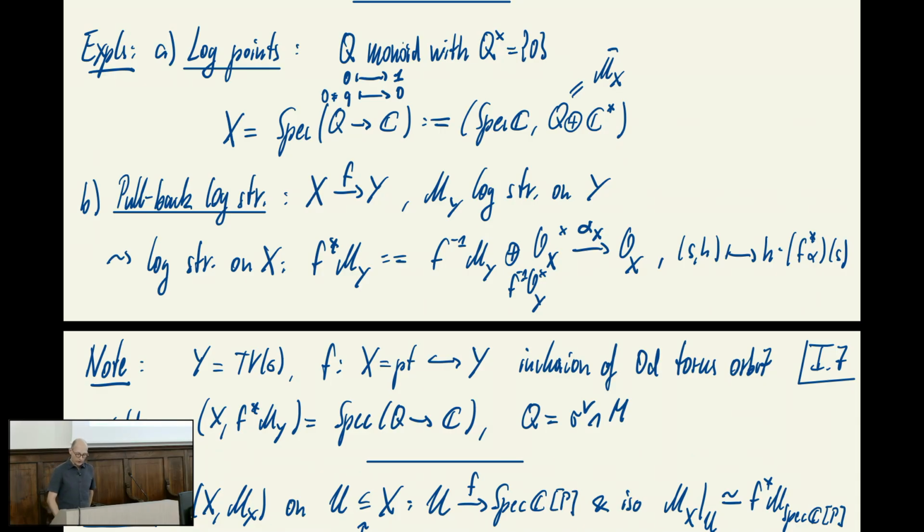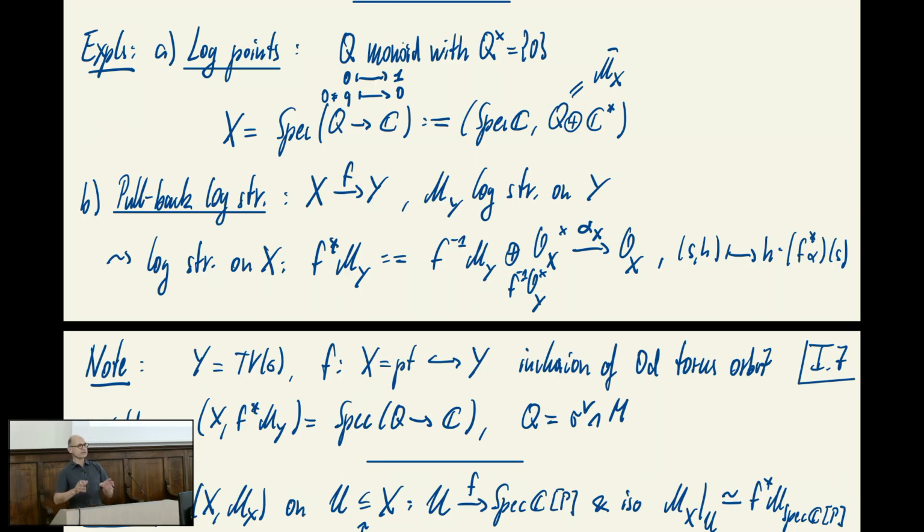It's called alpha_X to O_X by mapping (s, h). s would be a section of f inverse M_Y, so that can be pulled back as a function to get a function f upper star alpha on X. And then f upper star alpha on s, which is alpha of s pulled back to X, that's a function on X, and then you multiply it by h, which is in O_X star.